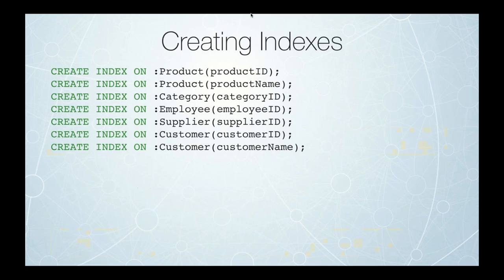And then we create a bunch of indexes. These indexes are only used to find the starting points in the graph, before doing the traversals. As I mentioned before, as you do the traversals, it is not using indexes, and that gets you the performance that people want from a graph database.